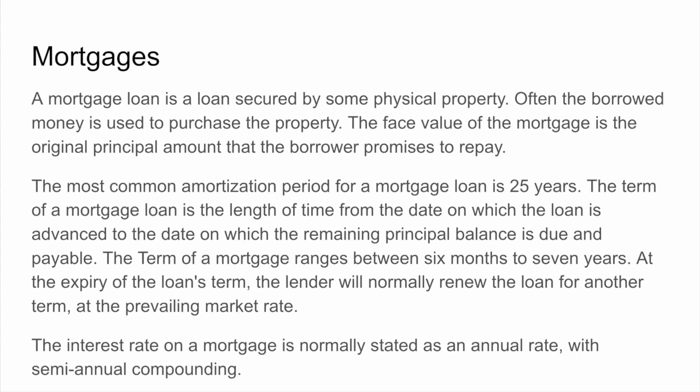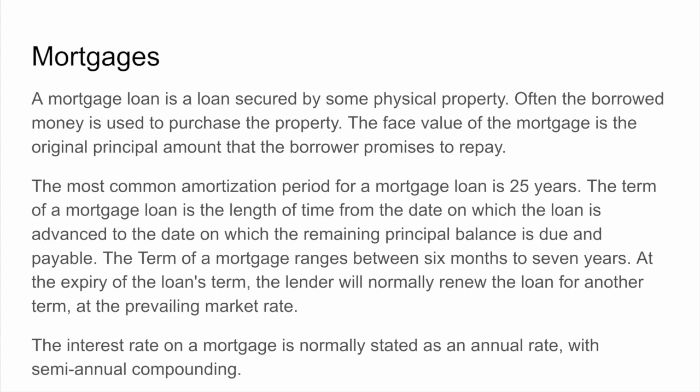So the face value of the mortgage is really the original principal that you borrow. Okay? And that's known as the face value. Now, the most common amortization period for a typical mortgage is about 25 years. You can get shorter and you can get longer, but 25 years tends to be the norm. And that 25 years is broken down into terms.